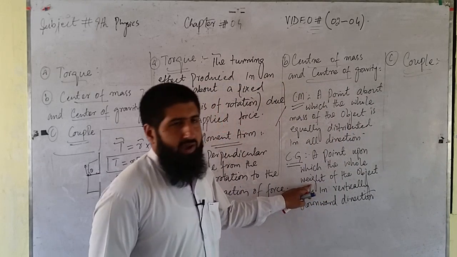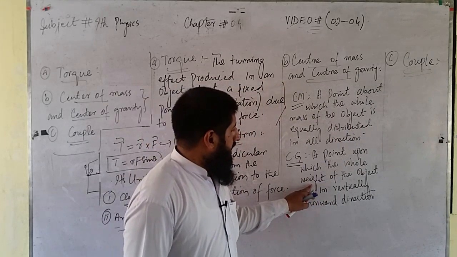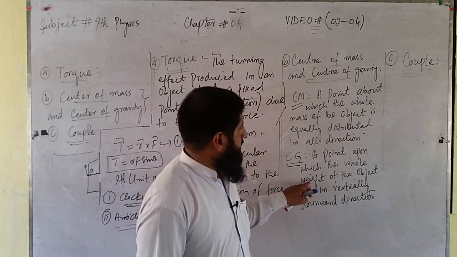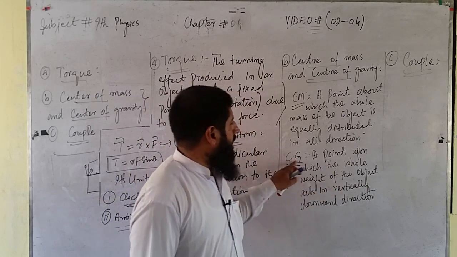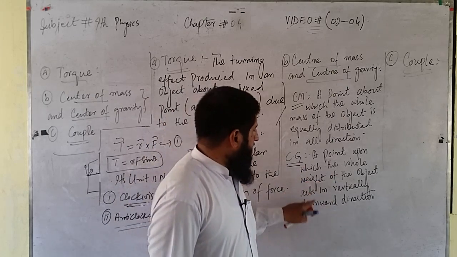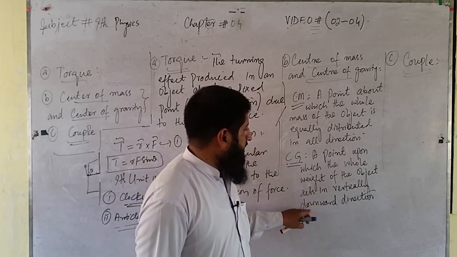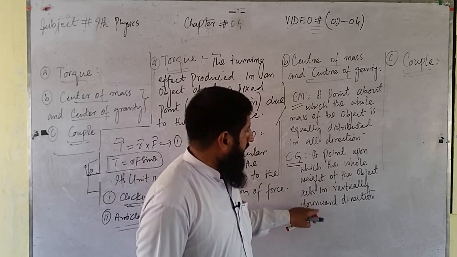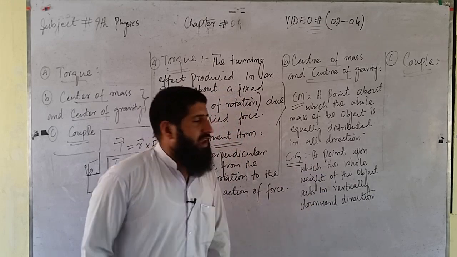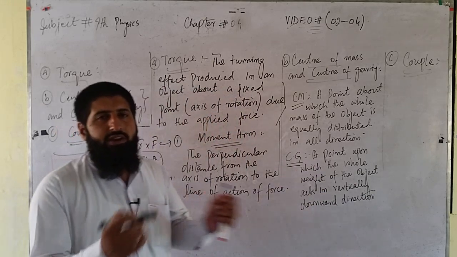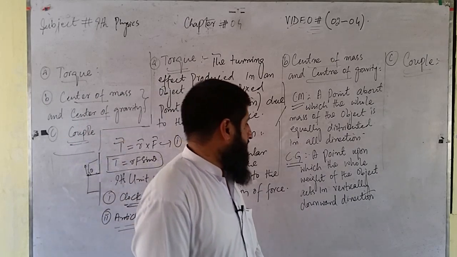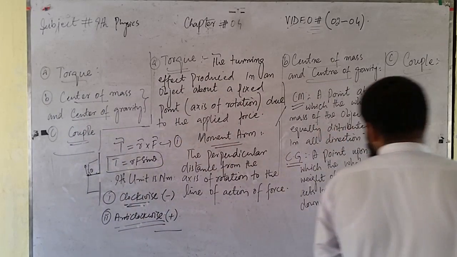So weight is a vector physical quantity. It's a force which is acting at a particular point of an object. So it is vertically directed downward. So the center of gravity is basically a point about which the whole weight of the object acts in a vertically downward direction.